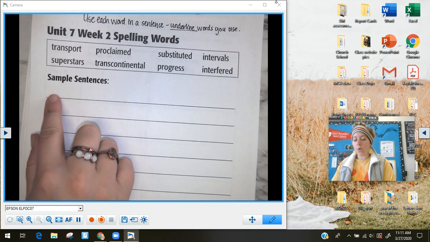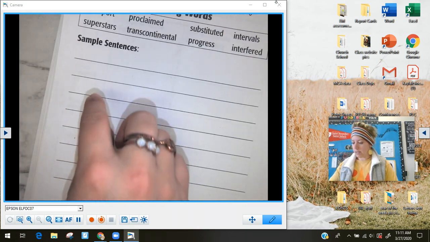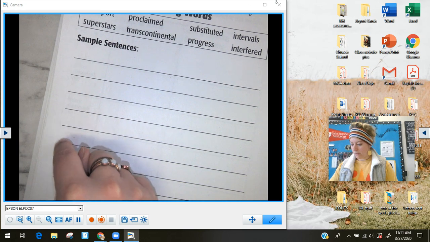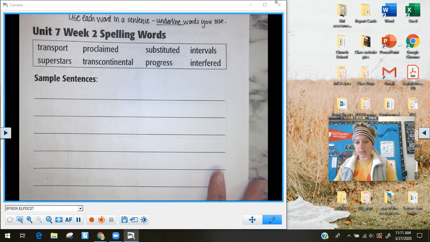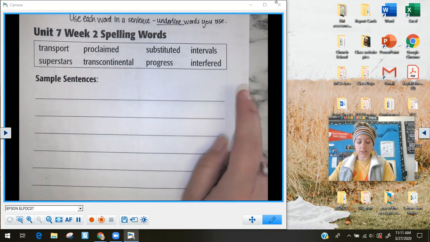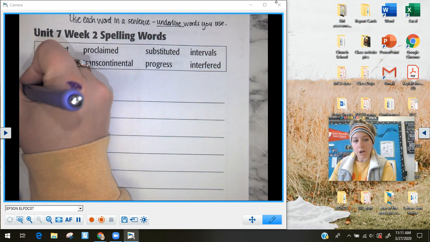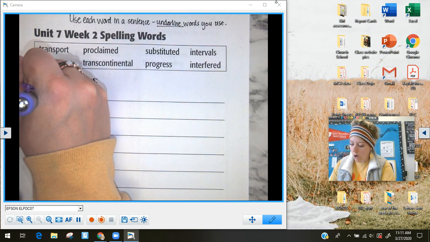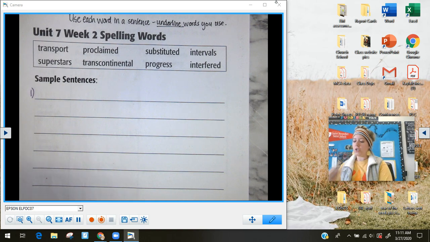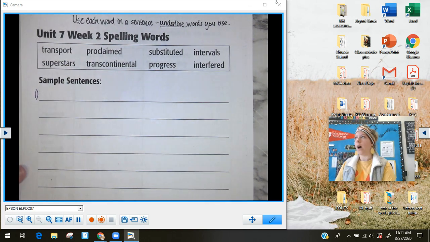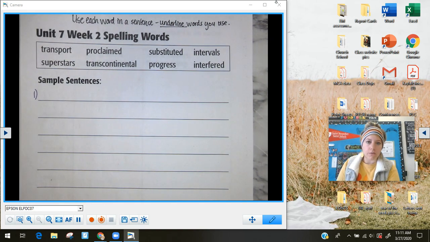Okay, so we are going to do all of our sentences. Let's see how many lines. 1, 2, 3, 4, 5, 6, 7, 8. Perfect. We have 8 lines. We have 8 words. So let's think of short sentences that can fit on these lines. Okay, now I'll start you off with a couple. Let's do transport right away. Maybe you're thinking of your own sentence. If you have your own sentence, go ahead, write it down. And if you want to copy mine, that's fine too.